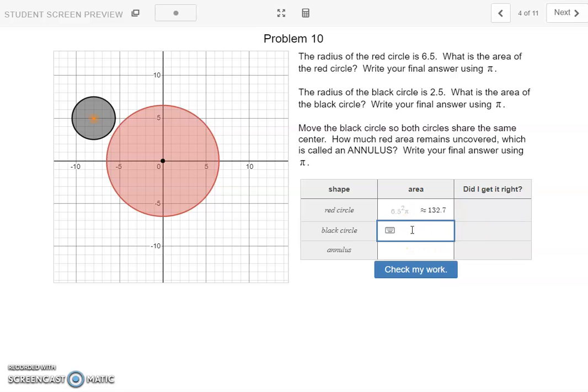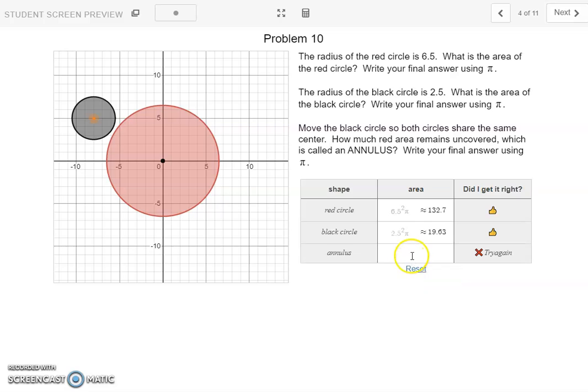The black circle, the radius is 2.5 squared times pi. And checking that answer out. Then it asks you to move the black circle on top of the red circle so that you're basically cutting out a hole. Think of a donut, for example, or a metal washer, or a rubber washer, like if it was a hose.